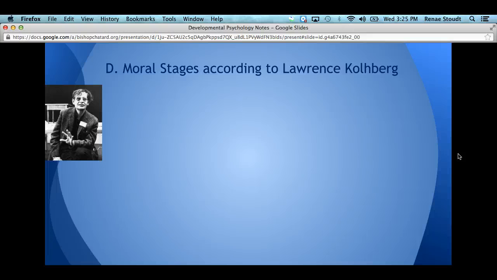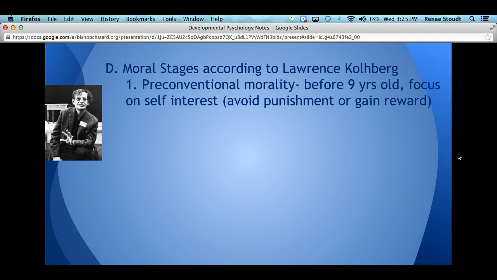He had three broad category stages, and within each category he had two sub-stages. To my knowledge, as of right now, you do not need to know the sub-stages of Kohlberg's moral development, so we're just going to talk about the three broad stages. The first stage, according to Kohlberg, is pre-conventional morality, and he said it happens before 9 years old.